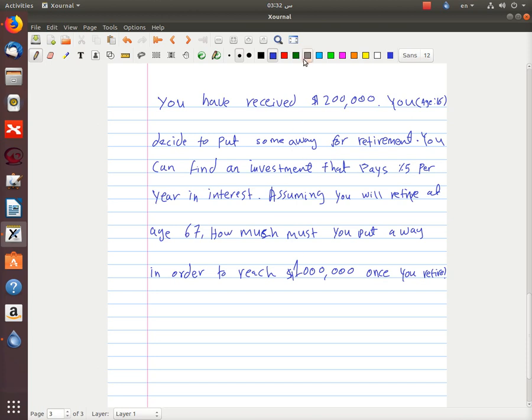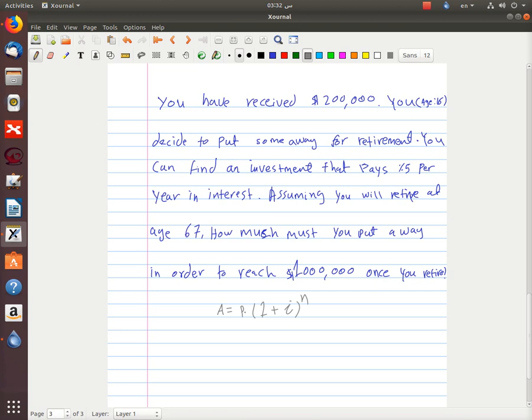Okay, you have received 200,000, so I'm gonna use the gray one. Now let me just put the equation first so we do not get misled. A equals P times (1 plus I) to the power n. You really can change these letters to anything you or your teacher like in this context.